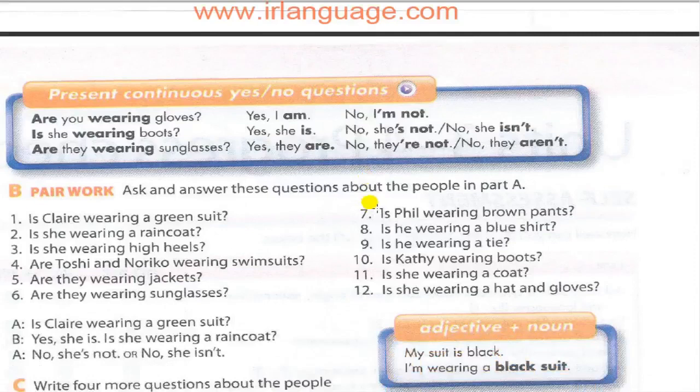Is she wearing a raincoat? Is Claire wearing a raincoat? No, she's not. Is she wearing high heels? Yes, she is.